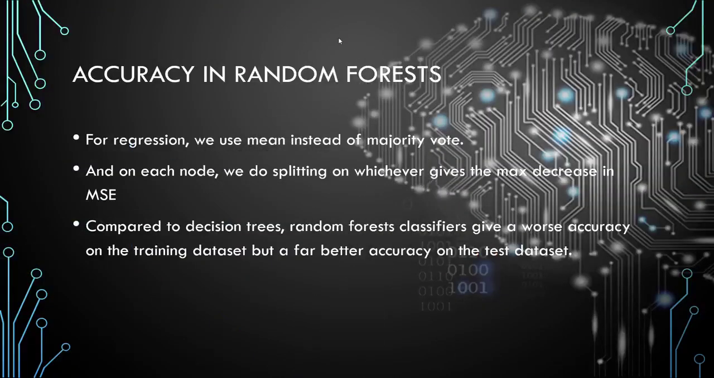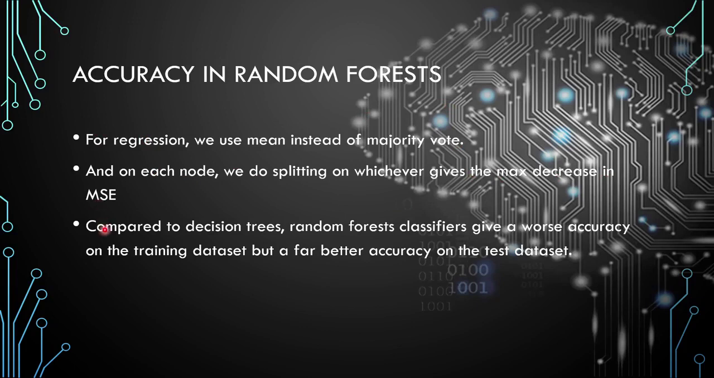So accuracy is of prime importance in random forest. For regression we use mean instead of majority voting, and on each node we do the splitting on whichever gives the max decrease in MSE. For regression there is also something known as random forest regressor, right? So these are all the classification algorithms. For regression we use mean instead of majority voting. So on each node, how will we do the split? Instead of the gain ratio, we'll see which split gives us the maximum decrease in the mean squared error. Whichever gives me the maximum decrease in error, I will select that one.